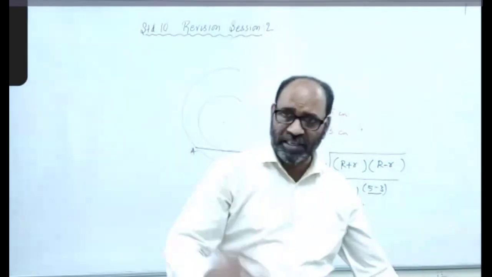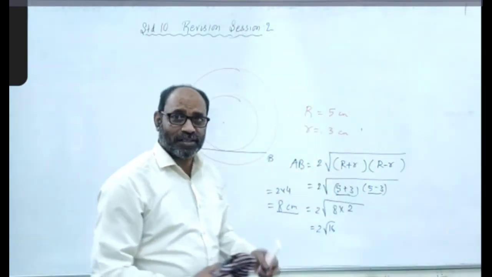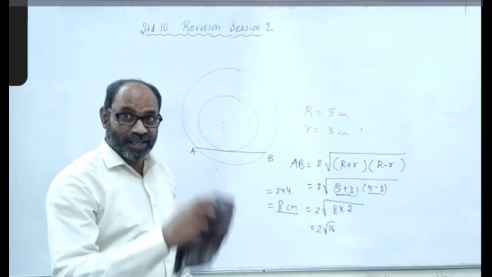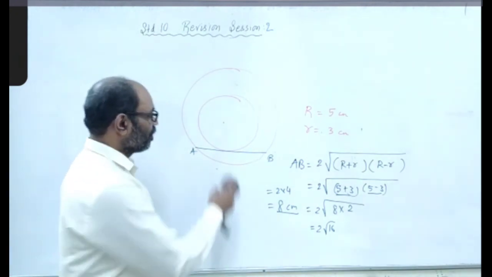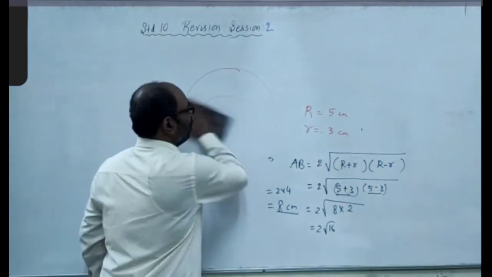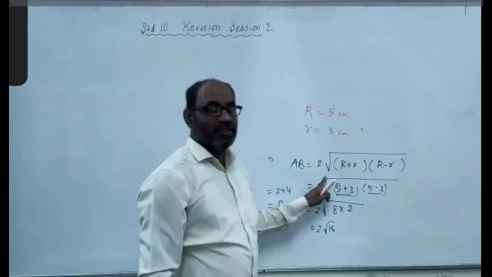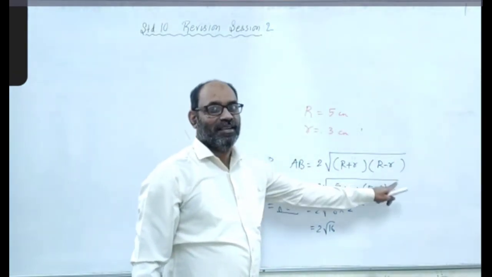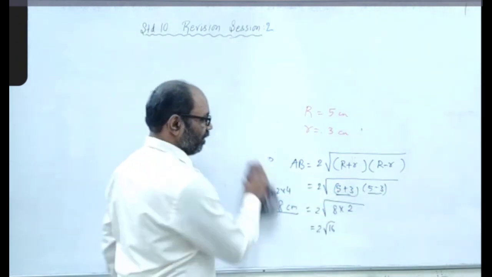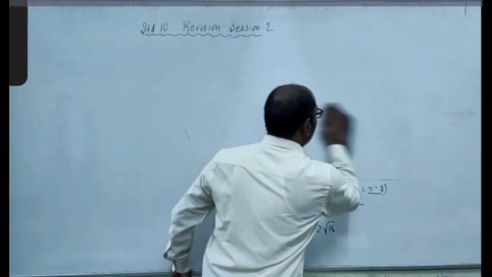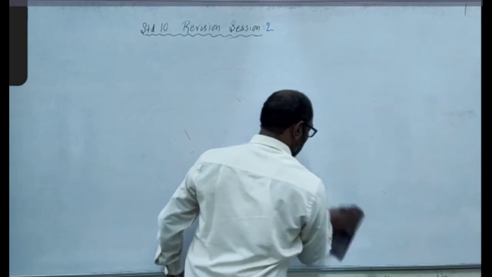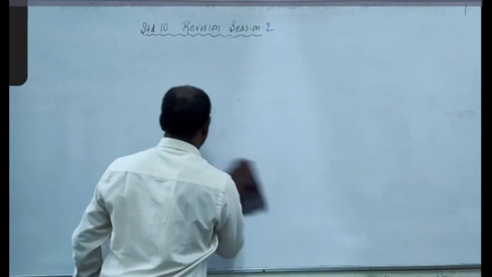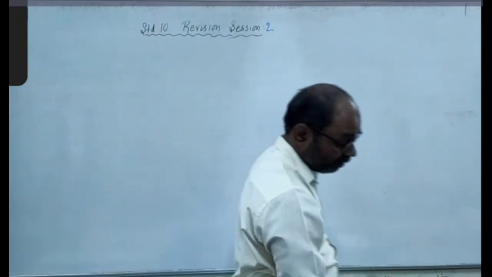ये I think एक statement textbook का example में था, exercise के example में था, to prove this. Or find the length of the chord. The length of the chord AB is 2 times square root of sum of the 2 radii into difference of the 2 radii. So ये concept ध्यान में रखिए, बहुत ही important है. चलिए next one.